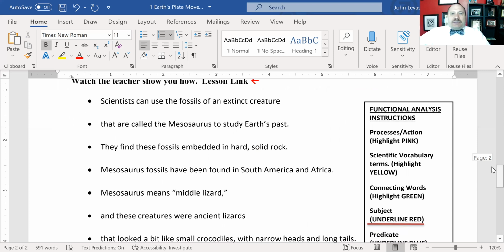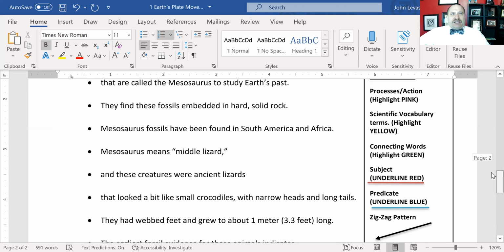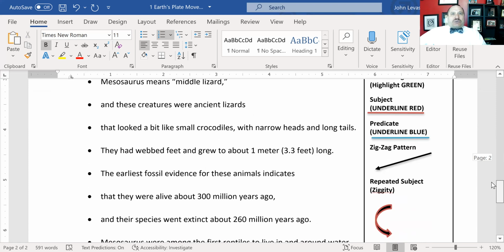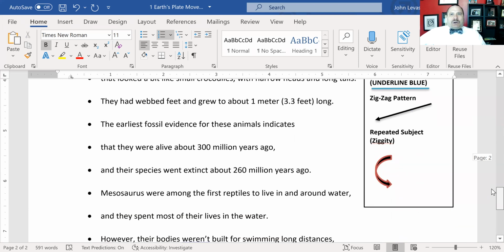Okay, so first let's read the paragraph together. Scientists can use the fossils of an extinct creature that are called the Mesosaurus to study Earth's past. They find these fossils embedded in hard, solid rock. Mesosaurus fossils have been found in South America and Africa. Mesosaurus means middle lizard. And these creatures were ancient lizards that looked a bit like small crocodiles with narrow heads and long tails. They had webbed feet and grew to about a meter, 3.3 feet long.